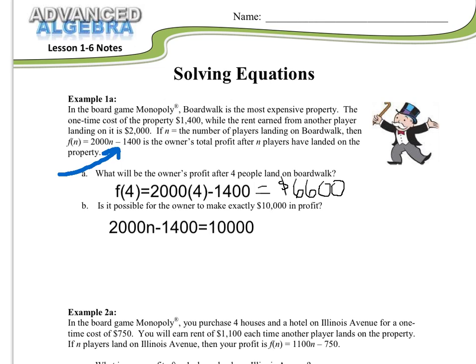So to solve this, we're going to add 1,400 to both sides. So we're left with 2,000n equals 11,400. I just added 1,400 to both sides. Now I'm going to divide both sides by 2,000, and I have 11,400 divided by 2,000. I get n equals 5.7. Since I can't have 5.7 people landing on Boardwalk, that's not possible, so that owner cannot make exactly $10,000 in profit. So the answer would be no.